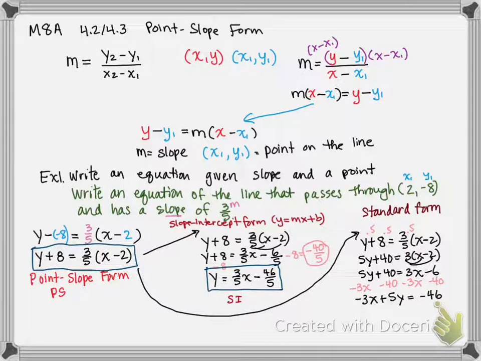But I've got one more problem, and remember the a term that's multiplying with the x, the front term, has to be positive. So I'm going to multiply everything by negative 1, or I could divide everything by negative 1. And that would give me 3x minus 5y equals 46.